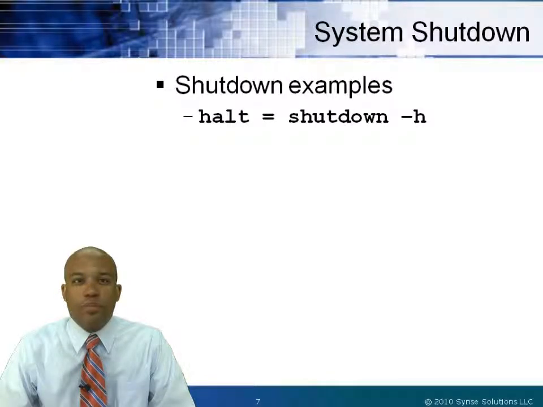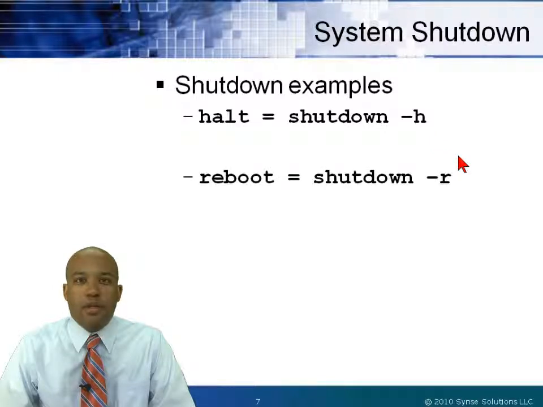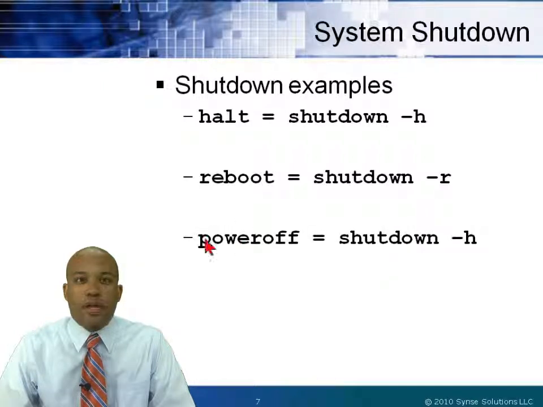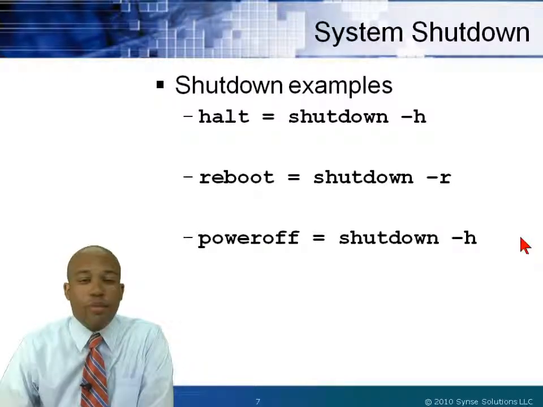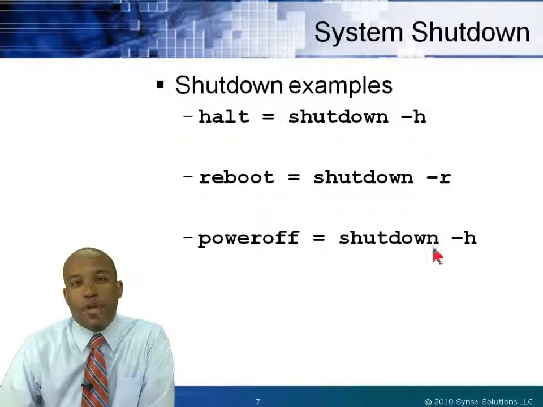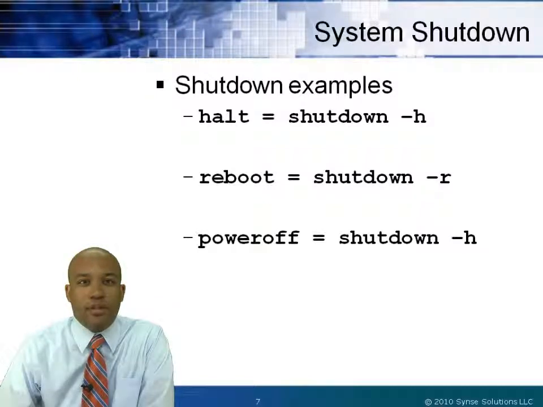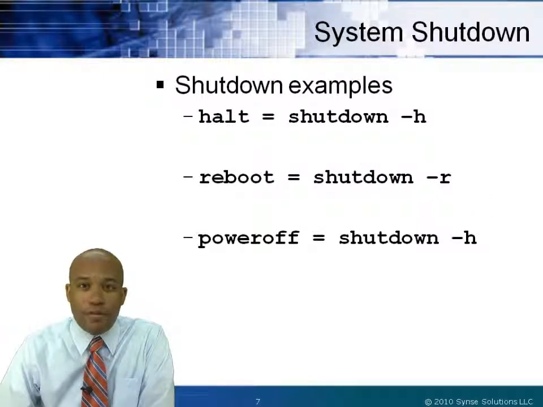A couple more examples. To understand those examples, just remember that the halt command means to shut down the system immediately, right now. To reboot, you can issue a shutdown -R. And to power off, shutdown -H. Now, the reason why I put these examples in is that each one of these is a standalone aliased command inside Red Hat Linux. So there is a halt command, but all it really is is shutdown -H. There's a reboot command. All that is is shutdown -R. And there's a power off command. All that is is shutdown -H.